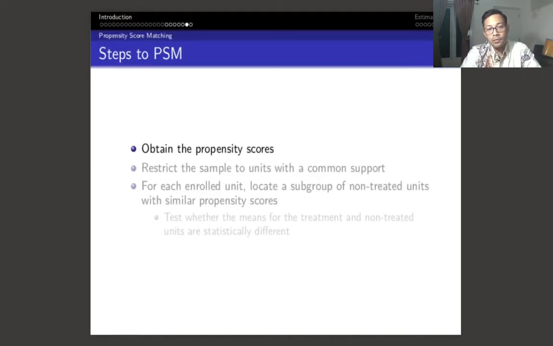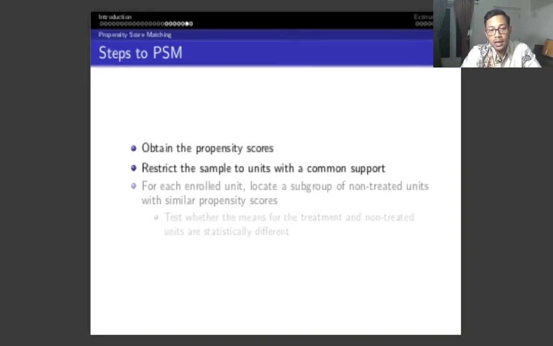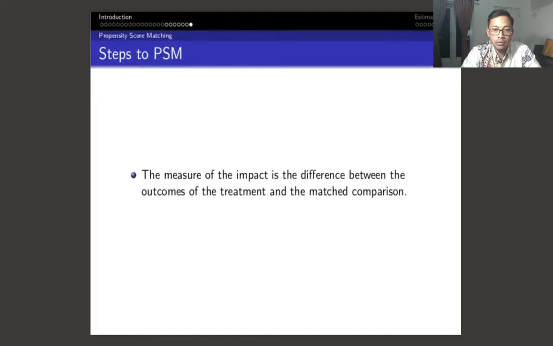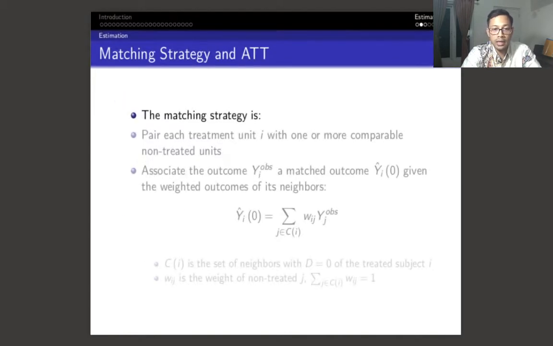Okay, so after we estimate the model to obtain the propensity score, we're going to use the estimated model to obtain the propensity scores, and we're going to restrict the sample to units with a common support. For each enrolled unit, we're going to locate a subgroup of non-treated units with similar propensity scores, and we're going to test whether the means for the treatment and non-treated units are statistically different. So the measure of the impact is the difference between the outcomes in the treatment and the matched comparison. Okay, so let's start with the estimation strategy.